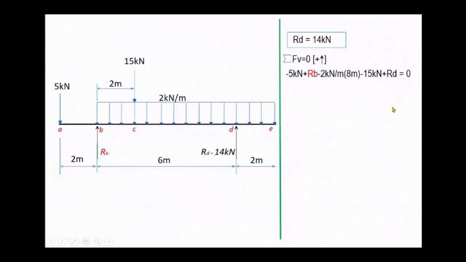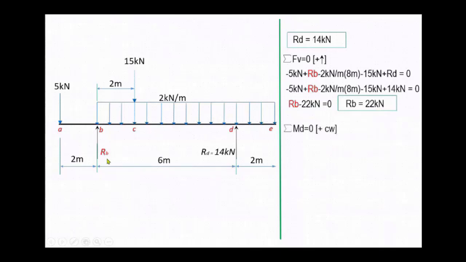Then we simplify. Negative 5 kilonewton plus R sub B minus 2 kilonewton per meter times 8 minus 15 plus 14 equals 0. So R sub B minus 22 kilonewton equals 0. So R sub B equals 22 kilonewton.